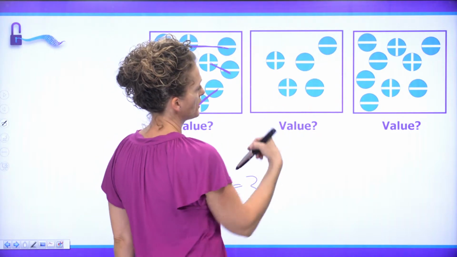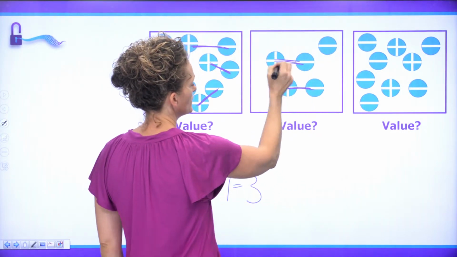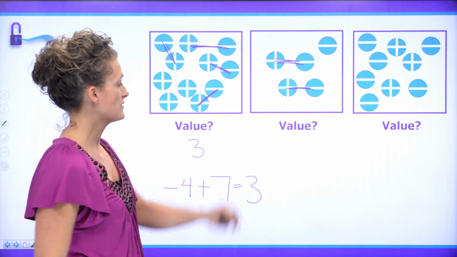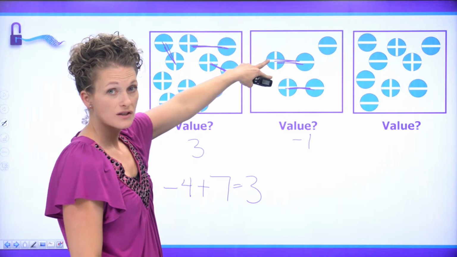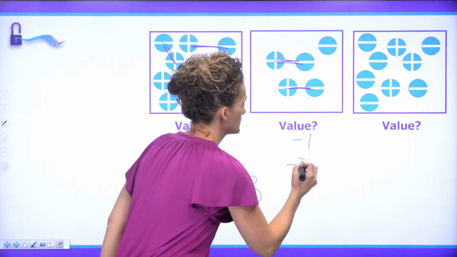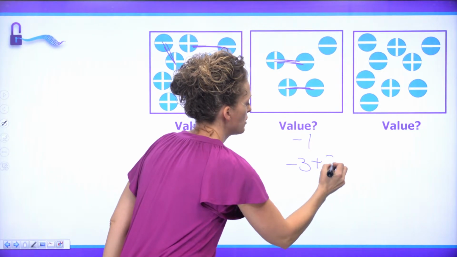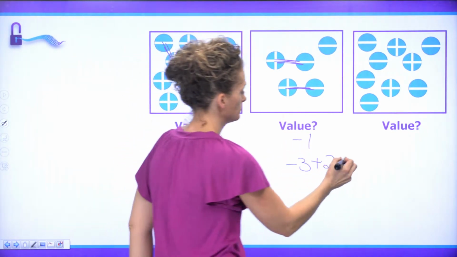Again, here we have a little smaller, so this one's a little simpler. We join our neutral pairs, plus to a minus, and I'm left with negative 1. I started with 2 positives and 3 negatives. So negative 3 and 2 positives is going to give me a negative 1.